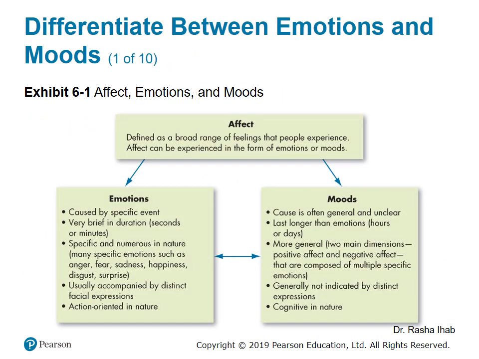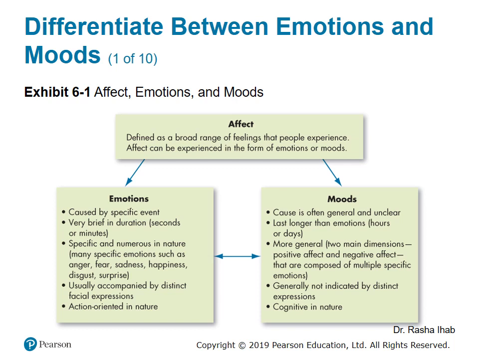Today, inshallah, we're going to start chapter 6, which is about emotions and moods. First, we're going to differentiate between emotions and mood. The wide or broad range of feelings that people experience, we call affect. Affect can be divided into emotions or moods. Let's differentiate between them. First, we're going to start with emotions.